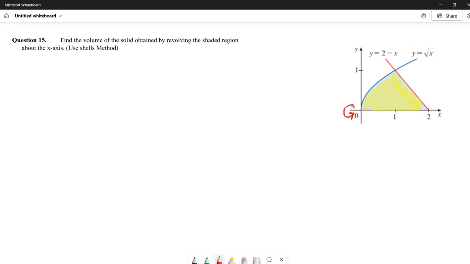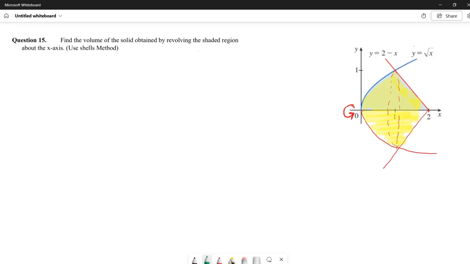So before I can find the volume, I need to see the solid, right? So I'm going to try to draw the solid by drawing a mirror image of this region, something like that. So this is my region rotated. You can show a little rotation by drawing a little circular action here. Okay, so that is my solid of rotation.